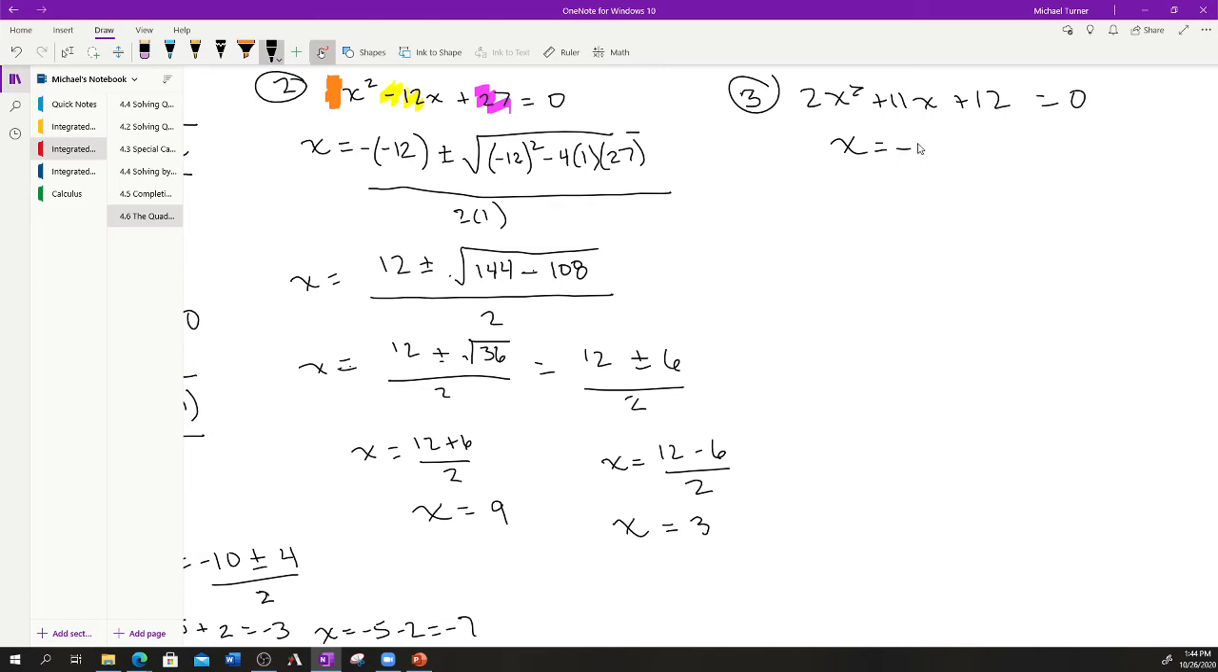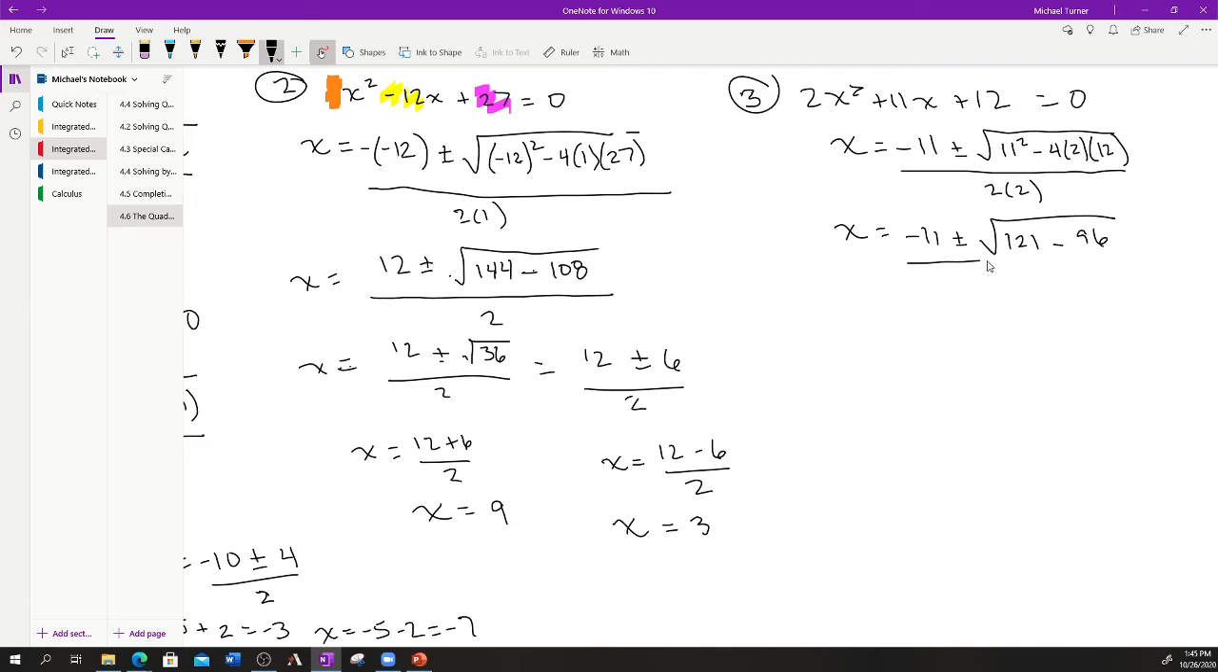This is x equals negative b plus or minus the square root of b squared minus 4 times a times c, and that's all over 2a. We're going to go through and clean this up. So negative 11 plus or minus the square root. 11 squared is 121. 4 times 2 is 8. 8 times 12 is 96. And that's all over 4.